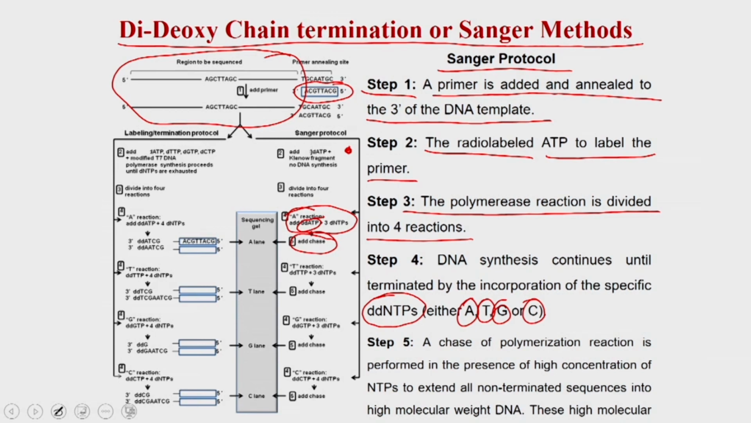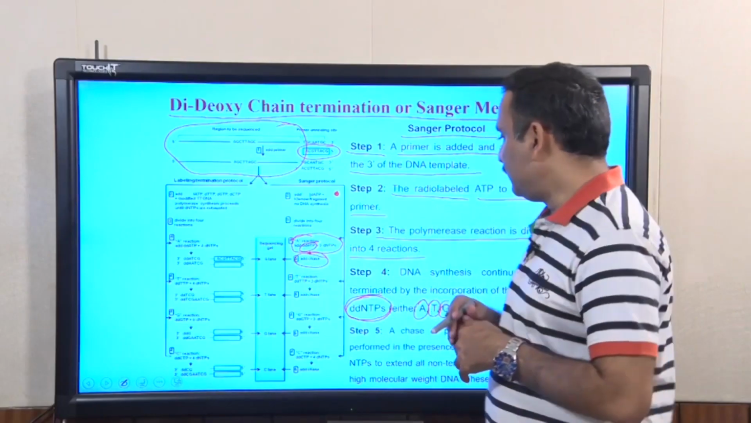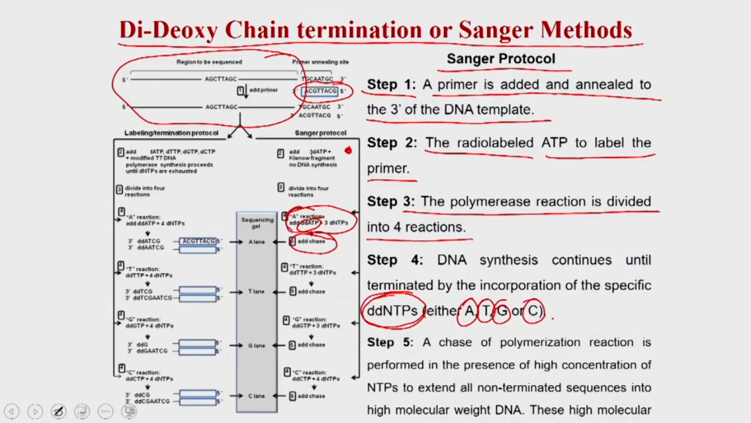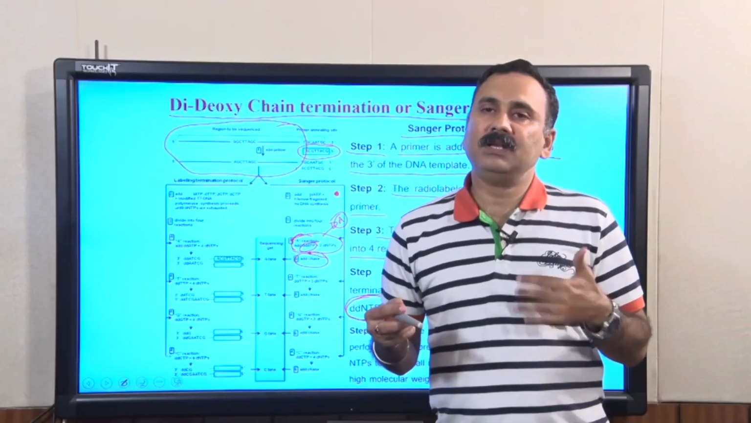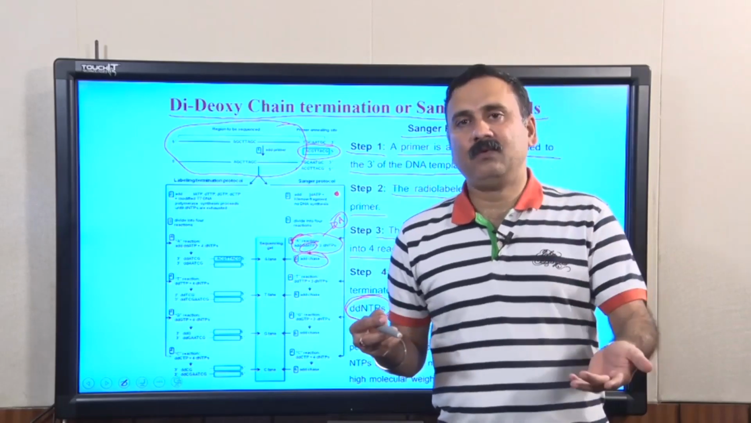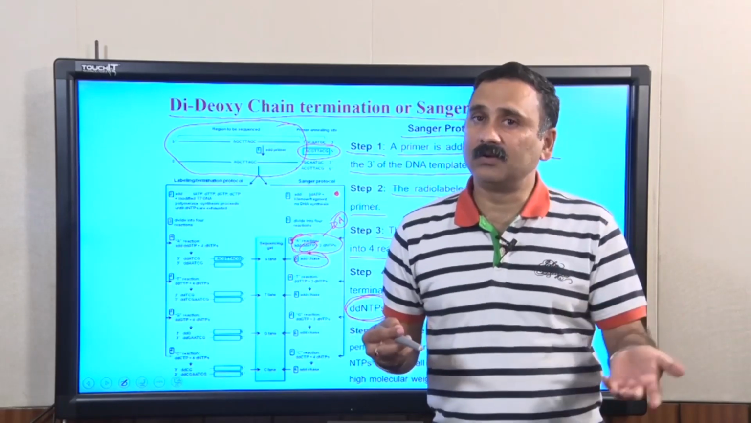So, what will happen is, the places where you add the dideoxy NTPs for adenine, thymine, guanine or cytosine, it is actually going to terminate the reactions on that particular nucleotide. Which means if you are doing A reactions, the termination would be for A. If you do the T reactions, then the termination would be on thymines. If you do the reactions for guanine, then it is termination on the guanosine, and if you do it for cytosine, then the termination will be on the cytosine.